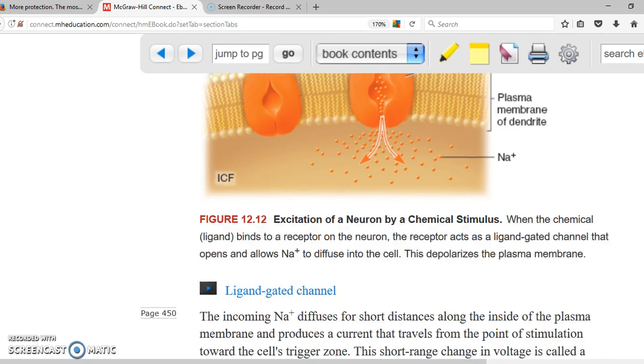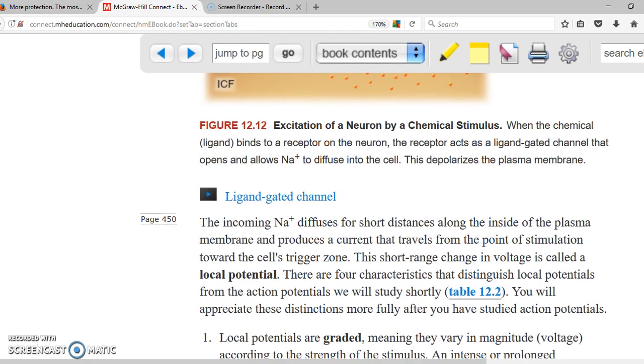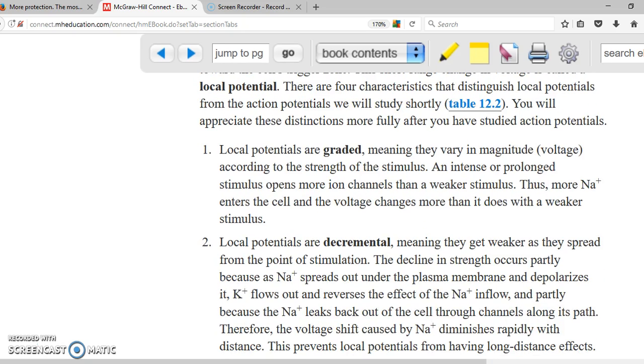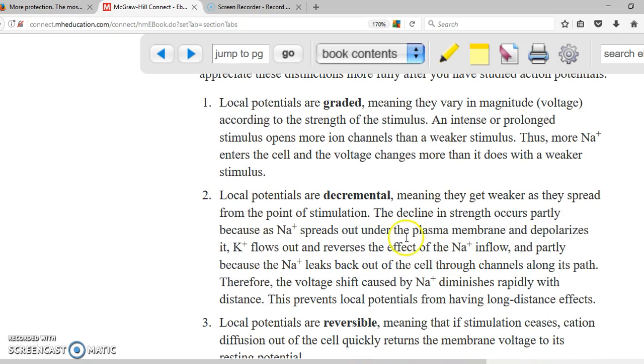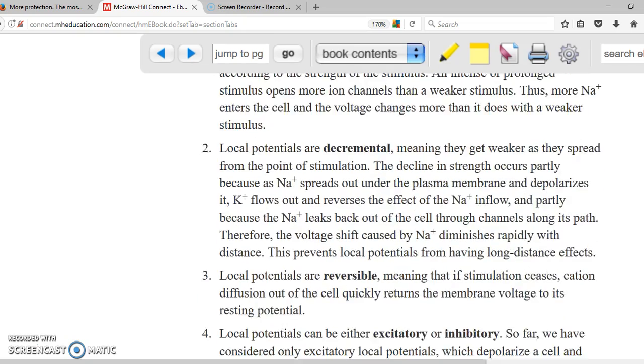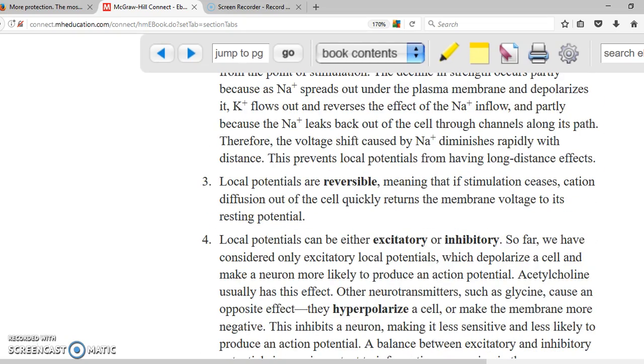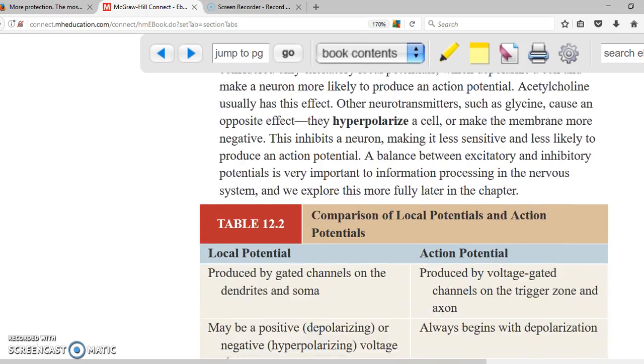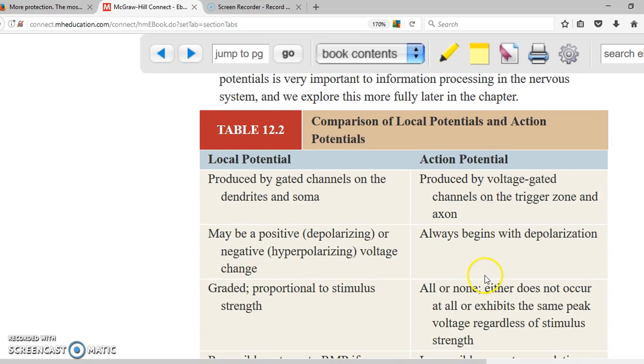So this is local potential. What are the characteristics of local potential? They are decremental, right? They start, but then they don't reach the trigger zone. They are graded, they are reversible. Those are characteristics of local potentials. They can be excitatory or inhibitory, okay? And right here you have a nice table where you can compare action potential and local potential.